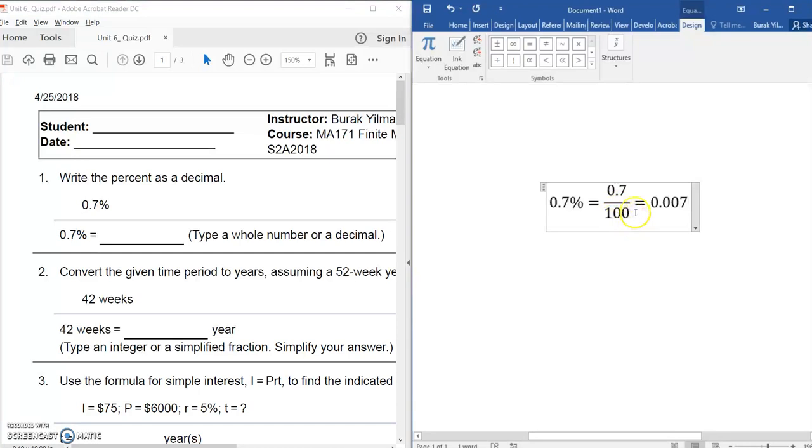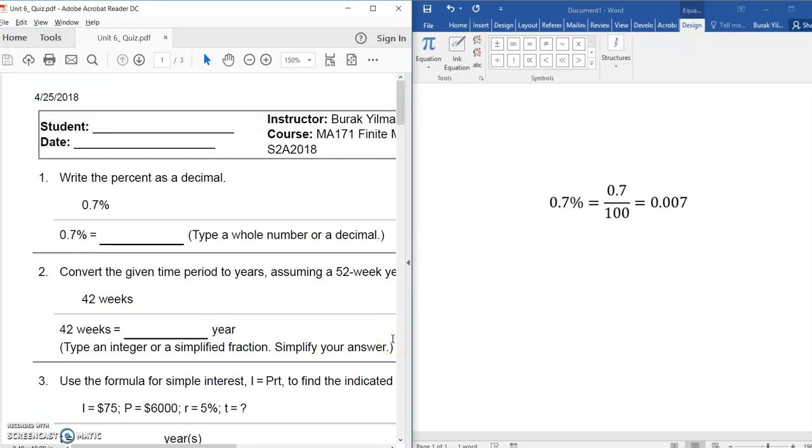And that means when you divide by 100, since 100 has two zeros, you're going to move this decimal point 2 digits to the left. So that's why it was originally here. Moving it 2 digits to the left means it comes 1, 2 right there. So the answer would be 0.007. So that's the first question.